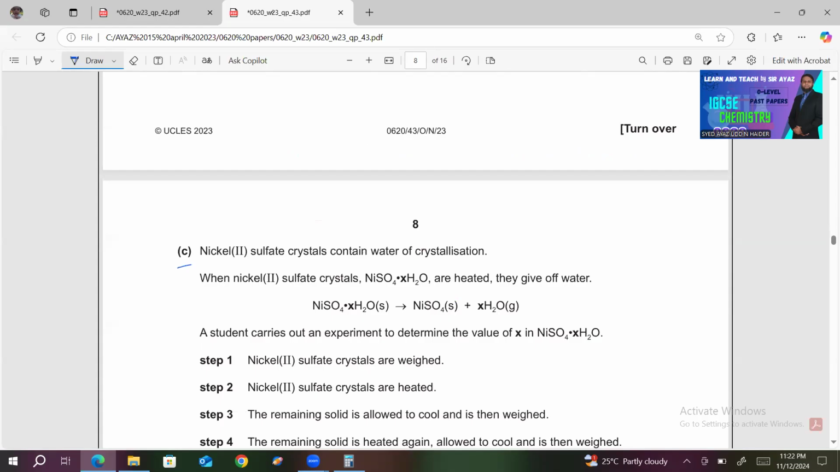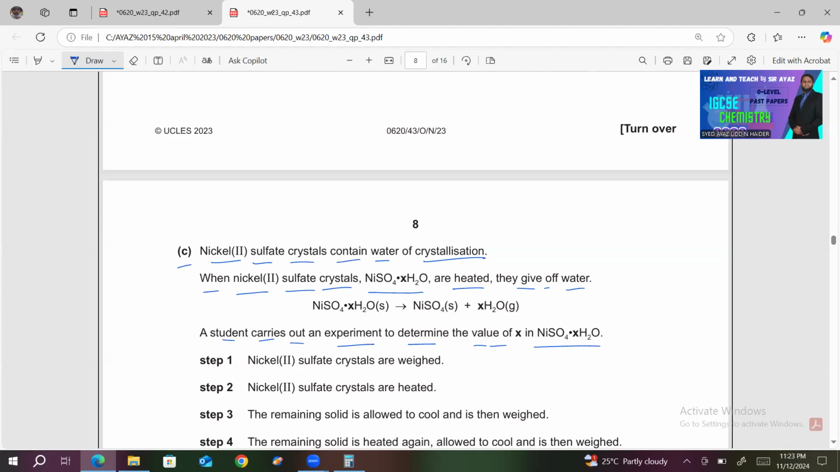C. Nickel(II) sulfate crystals contain water of crystallization. When nickel(II) sulfate crystals, NiSO4.xH2O, are heated, they give off water. Here's the reaction. NiSO4.xH2O(s) gives NiSO4(s) plus xH2O(g). A student carries out an experiment to determine the value of x in NiSO4.xH2O.